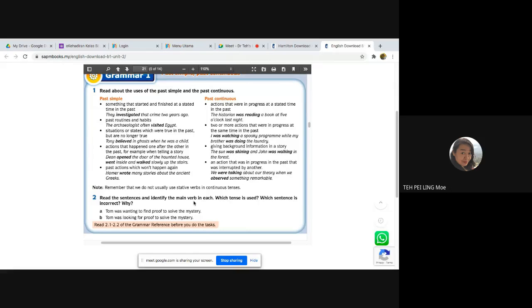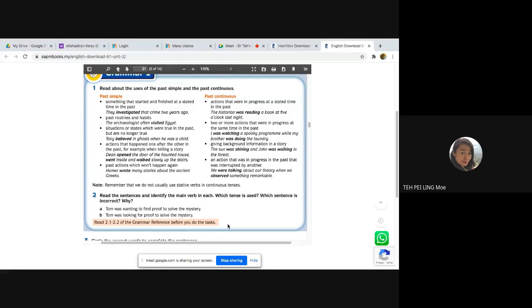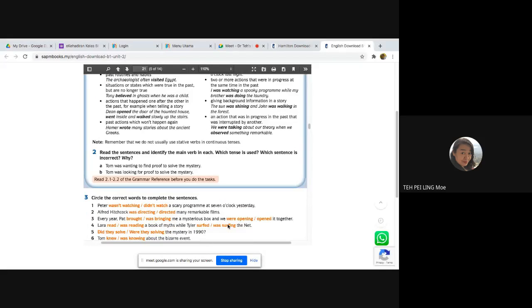For example, A, Tom was wanting to find proof to solve the mystery. All right, sentence A is incorrect because want is a stative verb. We don't use it in the continuous, okay? That's the one thing wrong. B, Tom was looking for proof to solve the mystery. Yeah, this is correct. Okay, sentence B is correct. Was looking for proof to solve the mystery. All right, let's look at this part 3.